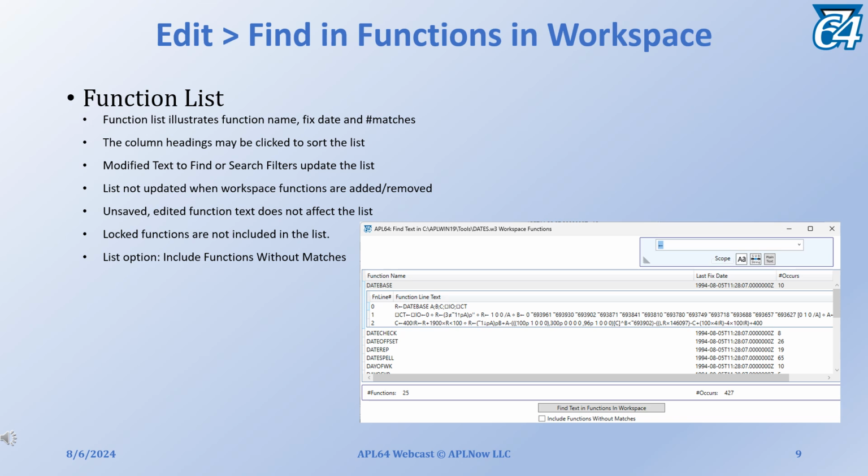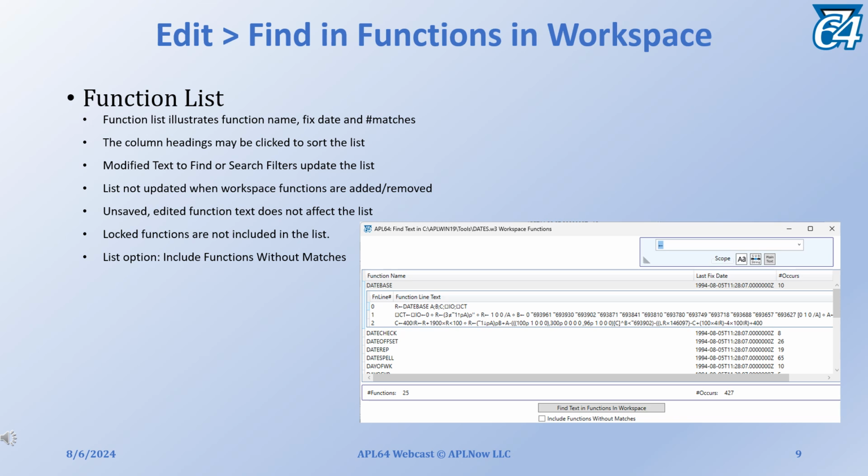The function list in the dialog illustrates the identified function name, last fixed date, and number of matches of the target text contained in the function. The column headings in the list may be clicked to sort the list. When the target text or search filters are modified, the list is automatically updated.